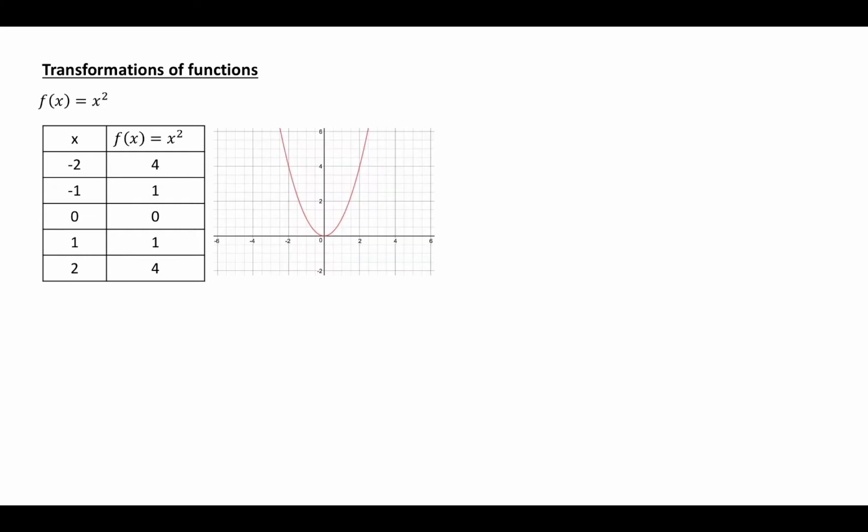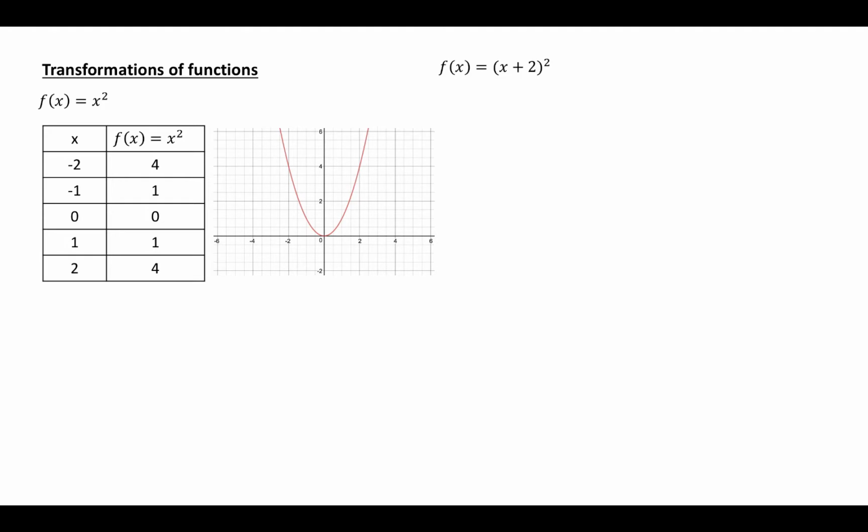Let's start with the graph f of x equals x squared. We will find the function values that are associated with the x values -2, -1, 0, 1, and 2. We will find the function values by squaring each of the x values. So when we square -2, the result is 4. When we square -1, the result is 1, and so on. When we graph this function, the result is a parabola.